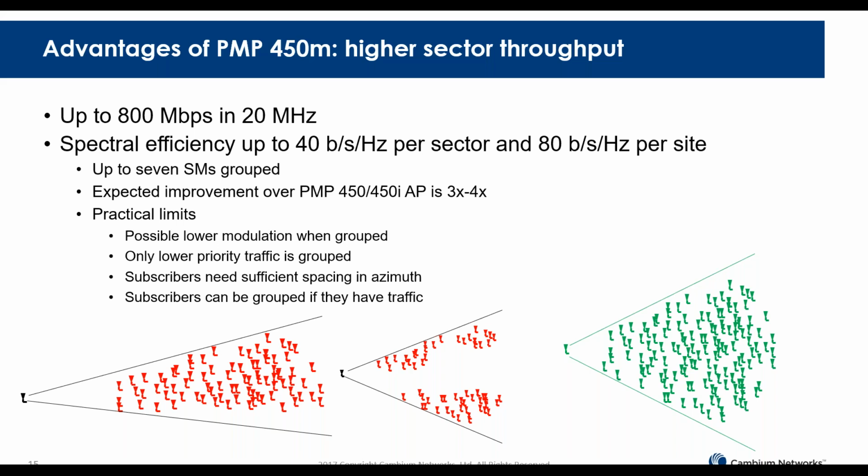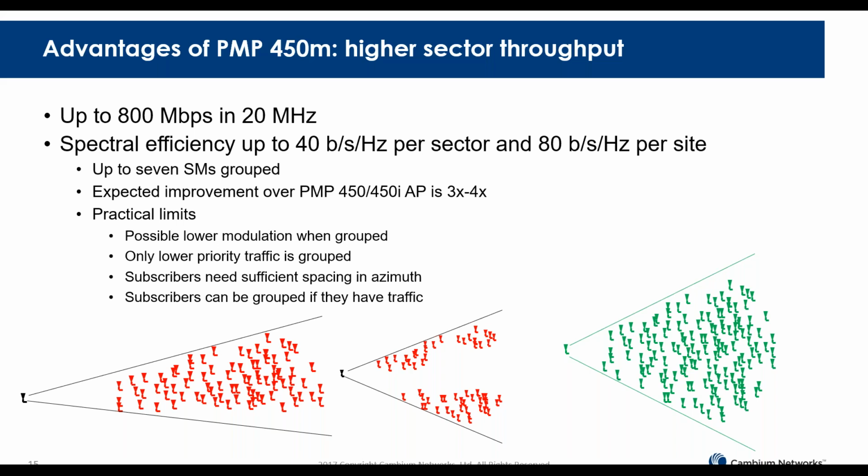However, the overall throughput is still higher because the access point is communicating with 3, 4, 5, 6, up to 7 subscribers at the same time. So the overall amount of data that's transferred in the same amount of time is higher.